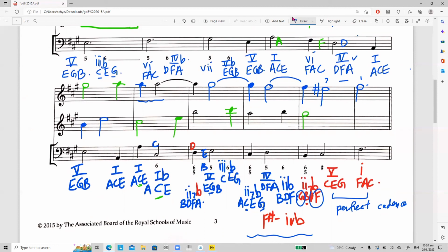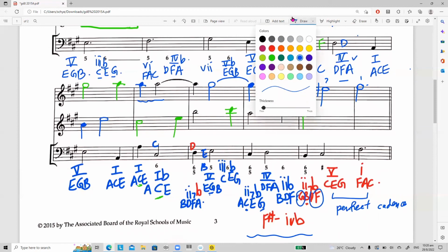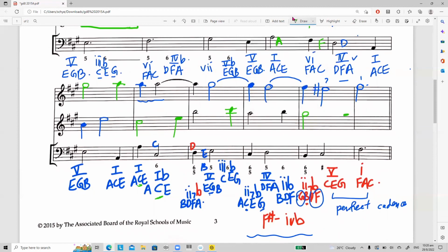And next one, the middle line, you need one more crochet because this is a minim already. So one more crochet, you can put G to F because we want to give a satisfying ending. The bass is 5 to 1, okay? Then the top is 7 to 1. Then the middle line is 2, second note go to first note, okay?